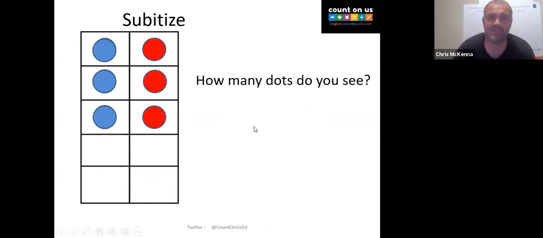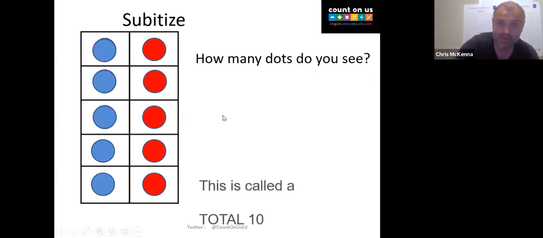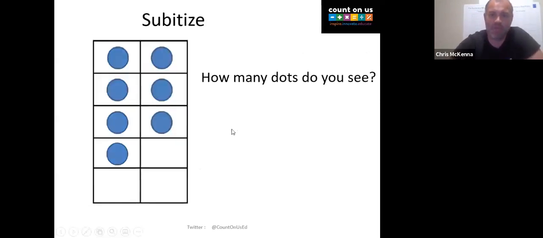Hold on, back a second. You might see 3 on one side and 3 on the other side, or you might see it going up in 2s, or you might just know what 6 looks like. Ready for the next one? How many dots do you see now? The answer is 10. Good. Right, and I'm going to give that a special name. I'm going to call that a total 10. You don't have to call it a total 10. You might think of a different name for it, but I'm going to refer to it as a total 10. How many dots do you see now?